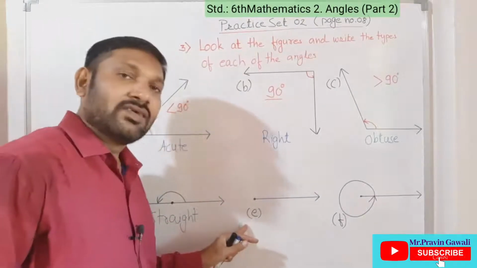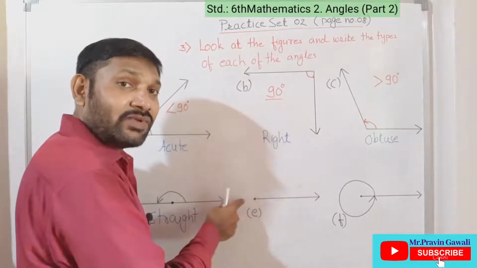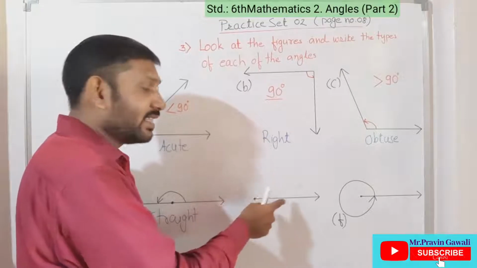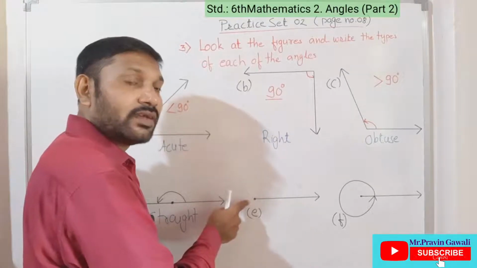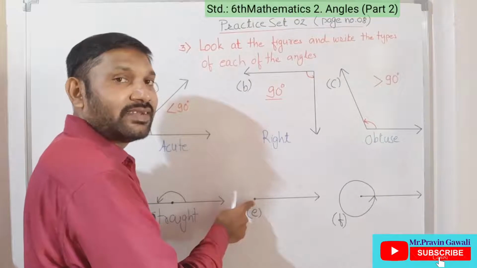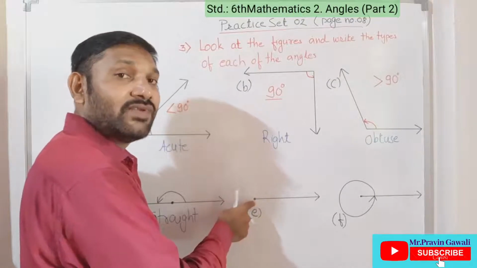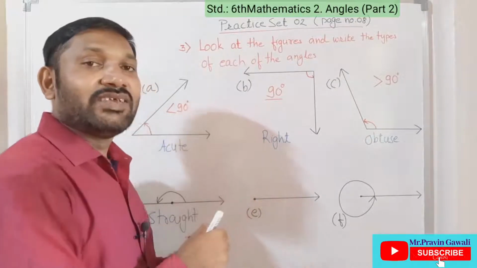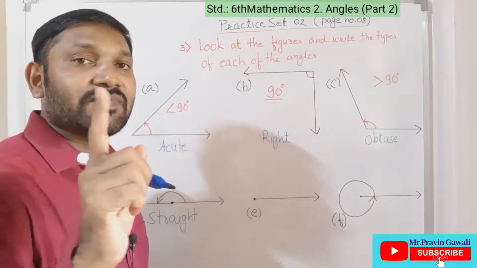Now E. So student, here at the end we see a point. Okay, at the end of the segment we see the point. So from here we will measure it. And if we measure from it, it will measure 0 degree. And 0 degree is called 0 angle.